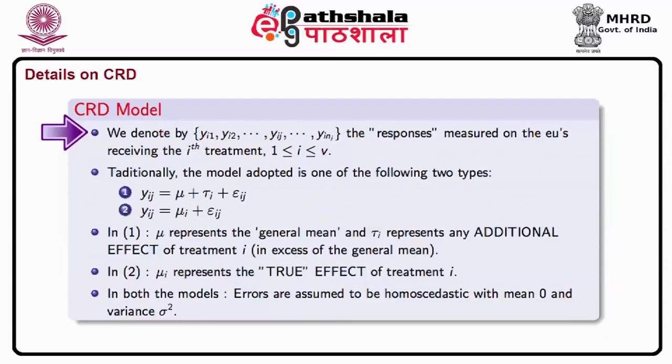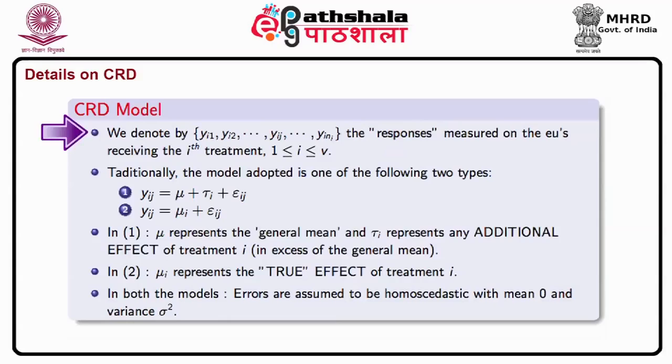Now, for a CRD model, we denote yi1, yi2, yij up to yini the responses measured on the experimental units receiving the ith treatment. Excuse me, yeah. So in the context of this model, whenever we say responses, there are many connotations of this broad word responses. If it is an agricultural experiment, we are talking about the output or the yield. If it is an industrial experiment, there is an input and output. Naturally, input raw material is given, the output comes there. Yij refers to the output. So the response is a very generic term given here.